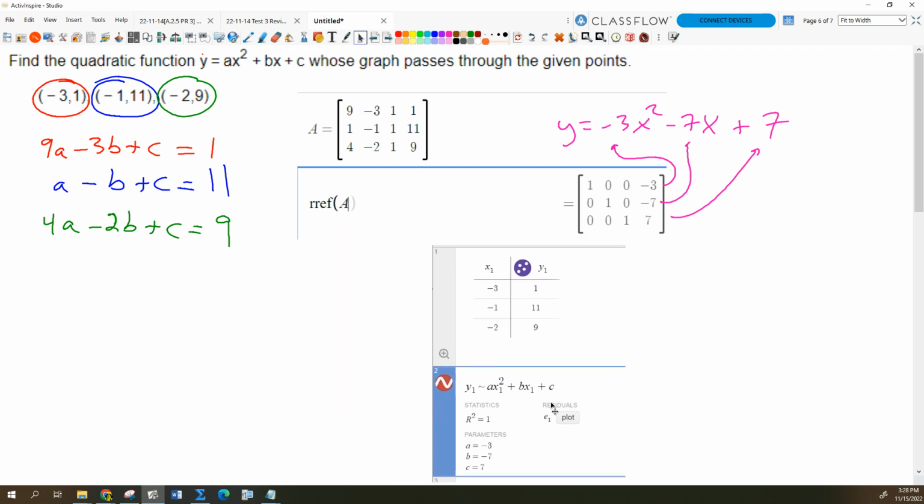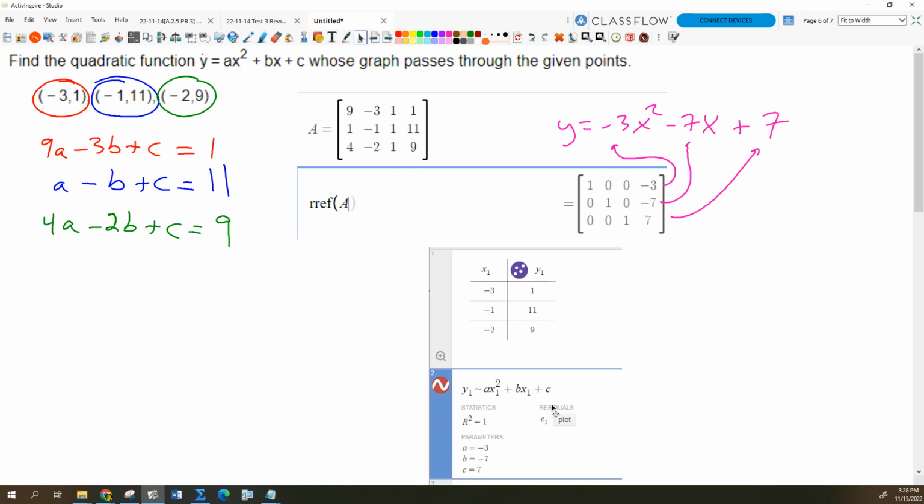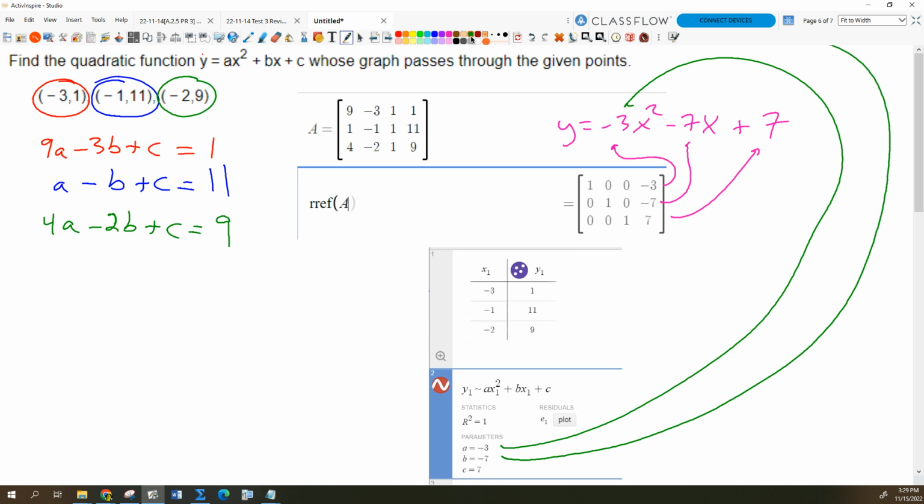Okay, so if we were to use that technique, that also works. And here are the connections. A is -3. B is -7. C is positive 7. Okay? Make sense?